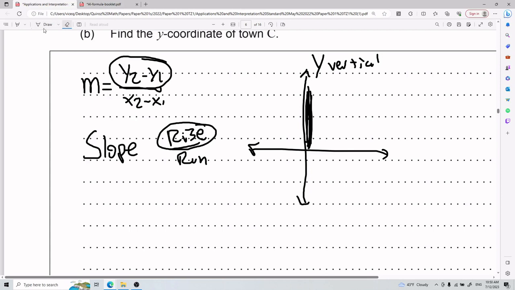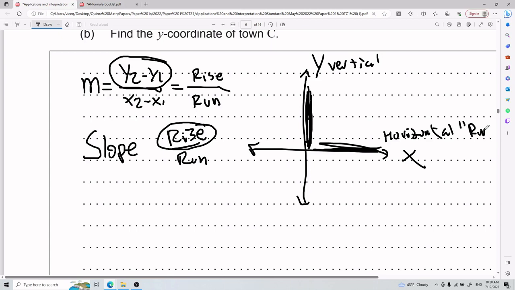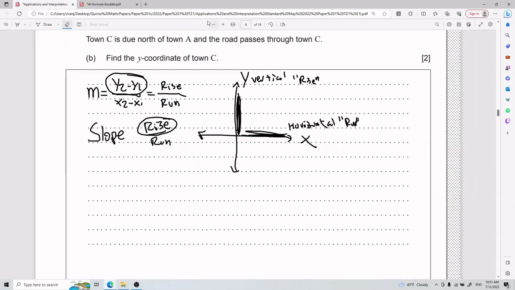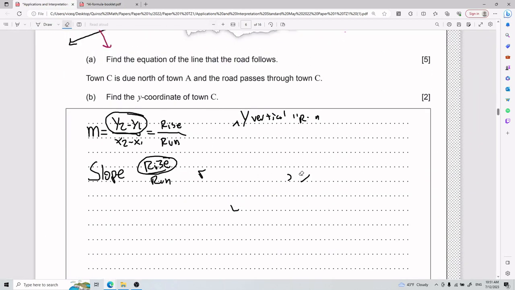So that is why my y values are on top. The rise is just going to be y2 minus y1. The run is just going to be x2 minus x1, because my x is going to be my horizontal, or where it's going to be running. And here's my rise. So it's a little bit of intuition. If you ever forget the slope formula, but you remember rise over run, you can recall that if it's rise over run, my y values have to be on top. Therefore, my x values are on the bottom. So that's a little bit of intuition for why that formula is the way that it is.